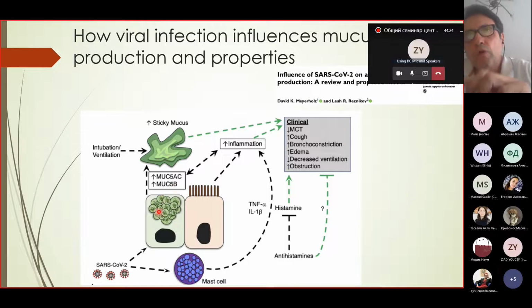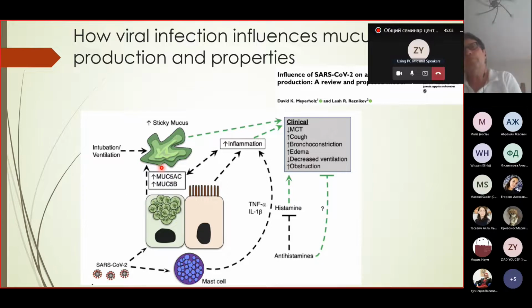In fact, mucus contains many different molecules called glycoproteins of different types. In particular, there are these mucin molecules, MUC5AC and MUC5B, and because of inflammation and because of infection, the concentration of these two types of molecules increases.